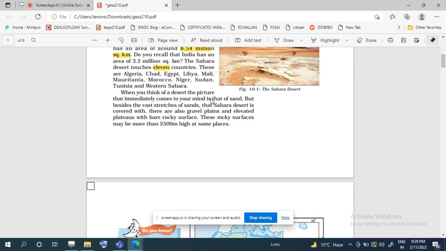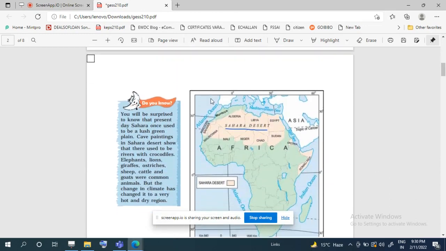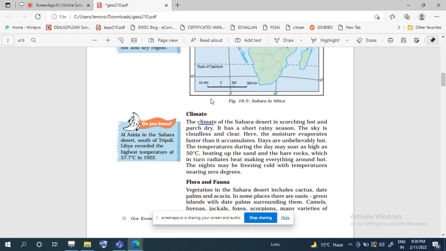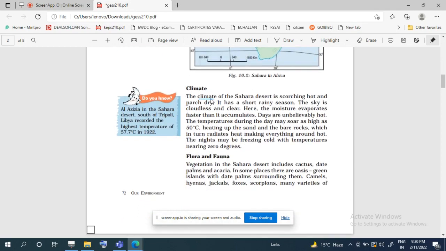And we see that in the Sahara Desert, you will find sands. Other than sand, there are also gravel plains and some elevated plateaus, which are full of bare rocky surface, which can be as high as 2,500 kilometers. And this is the map of Africa, in which you can see the Sahara Desert is located in the northern part of Africa.